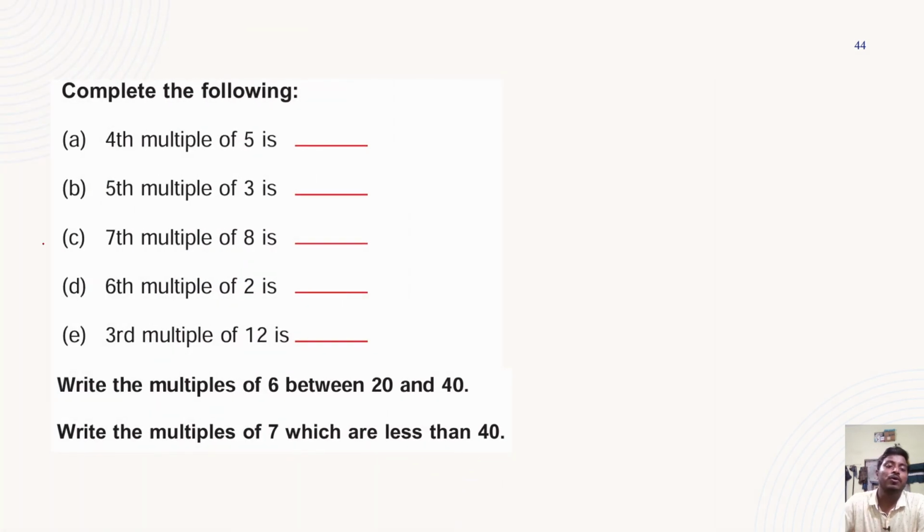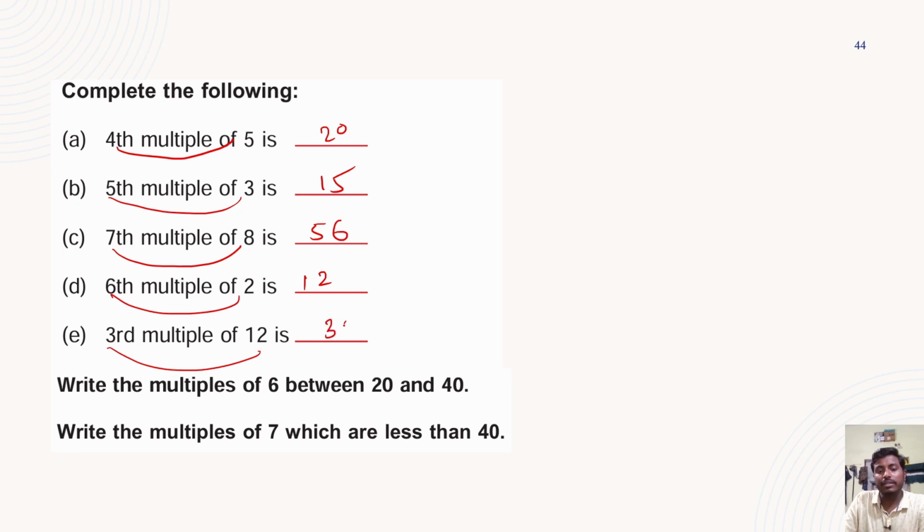Now solve. Fourth multiple of 5 is 20. Fifth multiple of 3 is 15. Seventh multiple of 8 is 8 times 7, which is 56. Sixth multiple of 2 is 12. Third multiple of 12 is 36. Understand?